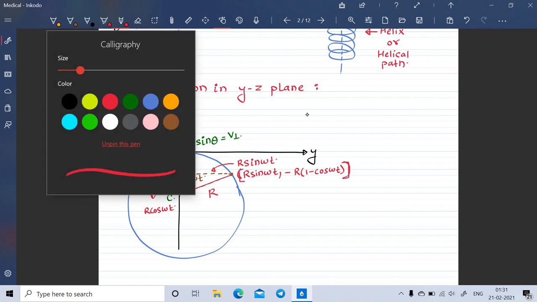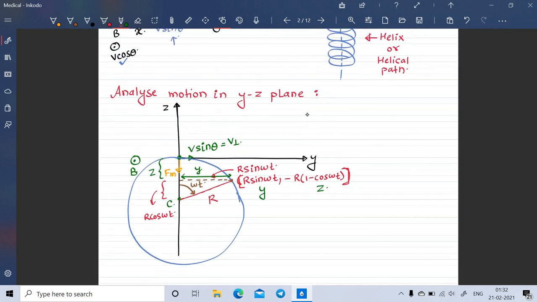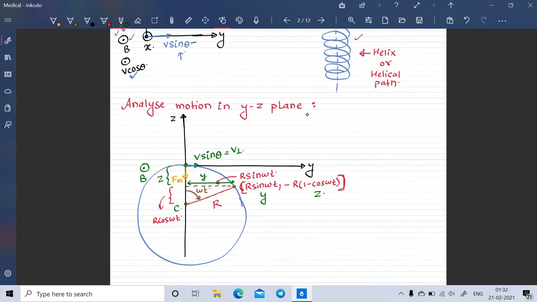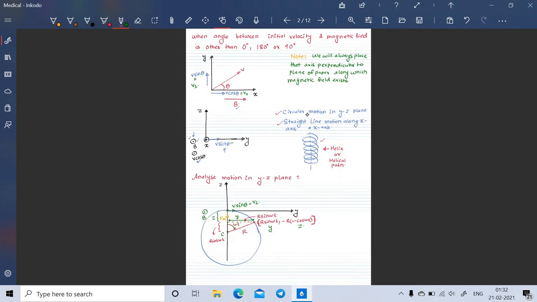Because this is going to be the z coordinate and this is going to be the y coordinate. This is the y coordinate, this is the z coordinate at any given point of time, right? You can have a look till here what we have done.